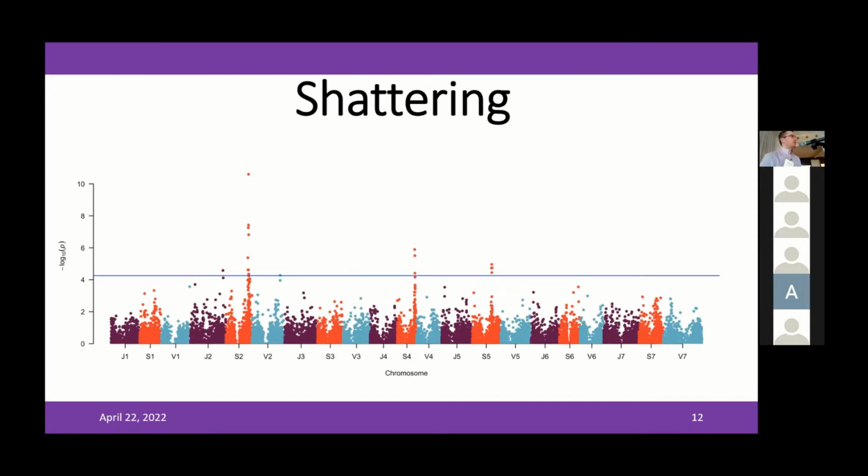Across the x-axis are the different chromosomes of the intermediate wheatgrass plant. And on the y-axis, you can think of the probability that region of the chromosome is influencing the trait of interest, shattering. Anywhere there are points above the blue line, those are significant marker trait associations. Chromosomes S2, S4, and S5 all appear to be influencing shattering. Since we have the entire breeding population, we can go in and investigate these regions.